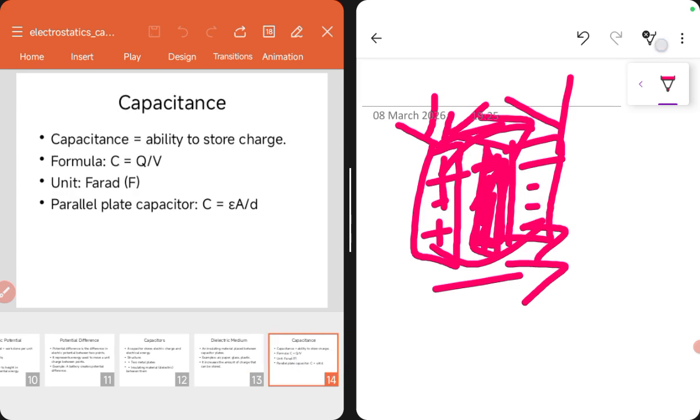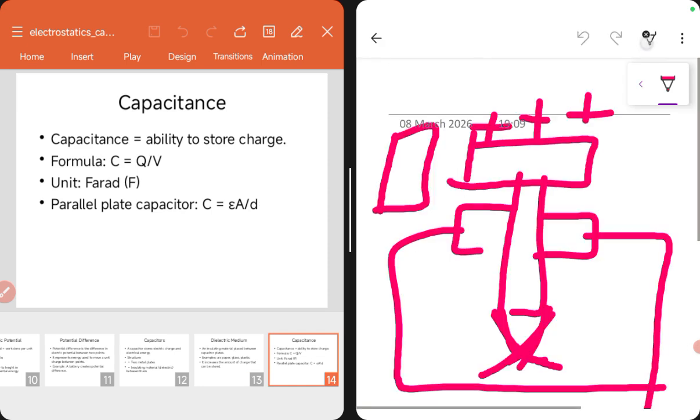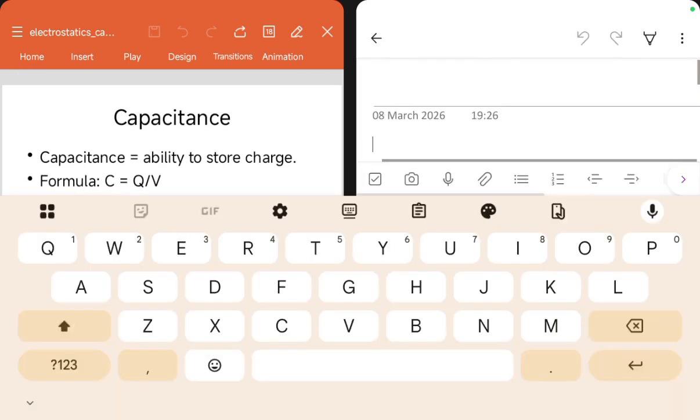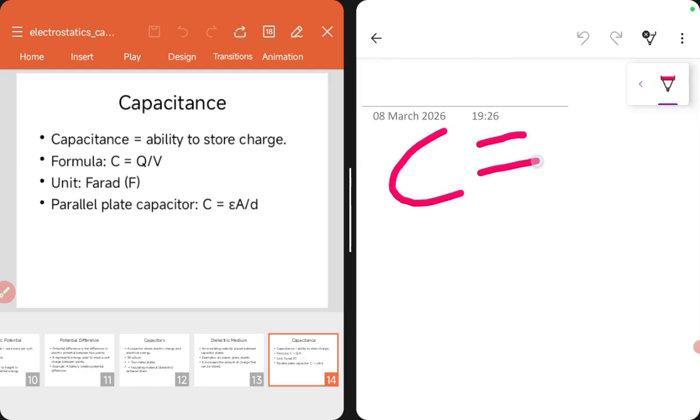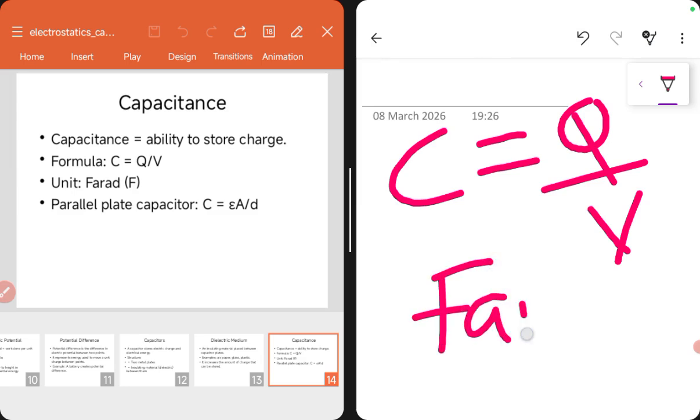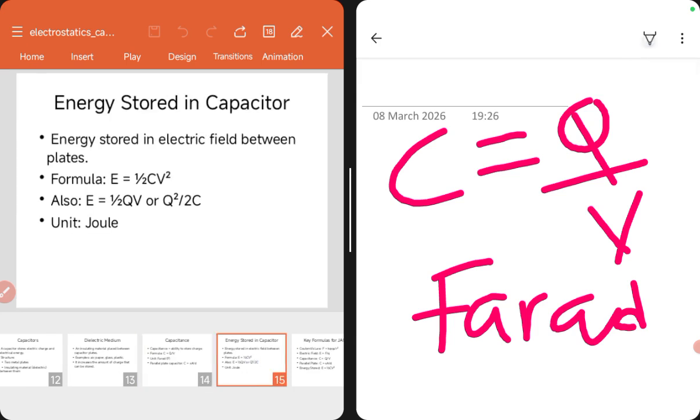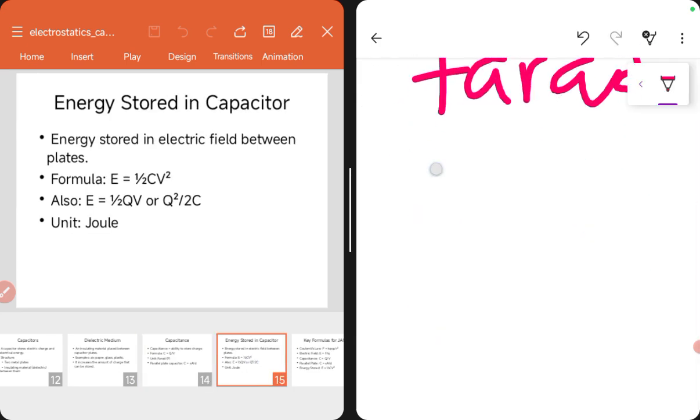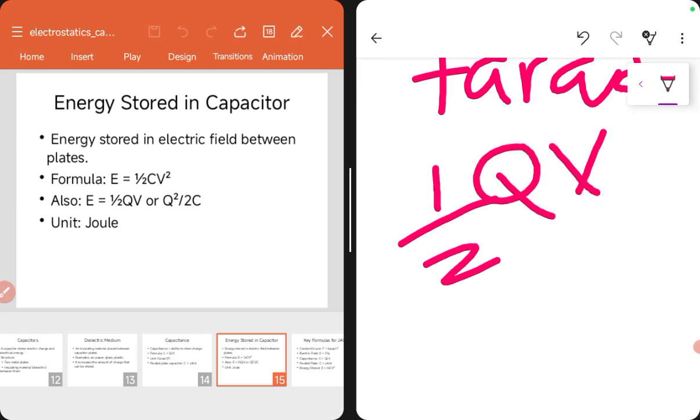Capacitance, like I said, is the ability to store charges. The formula for capacitance is quantity of charge per unit what? Per unit voltage. So capacitance is equal to Q over V. And the unit for capacitance is farad. The unit for capacitance is what? Is farad.